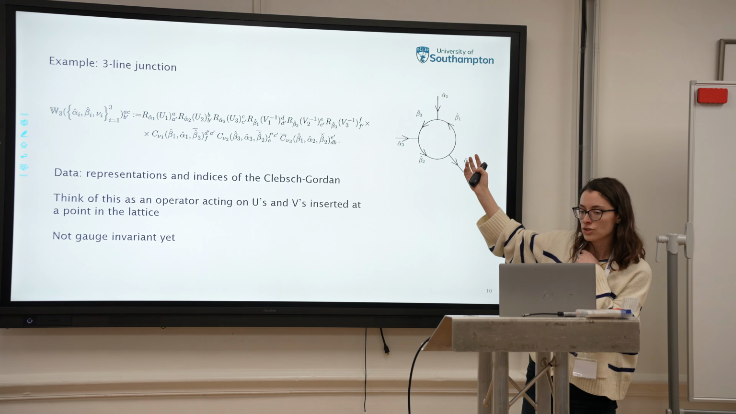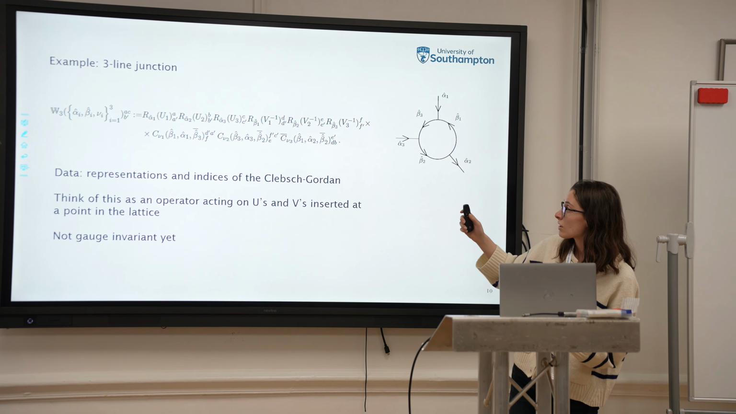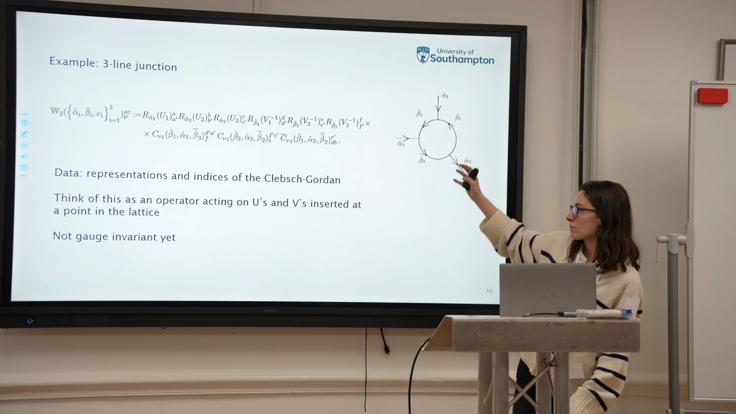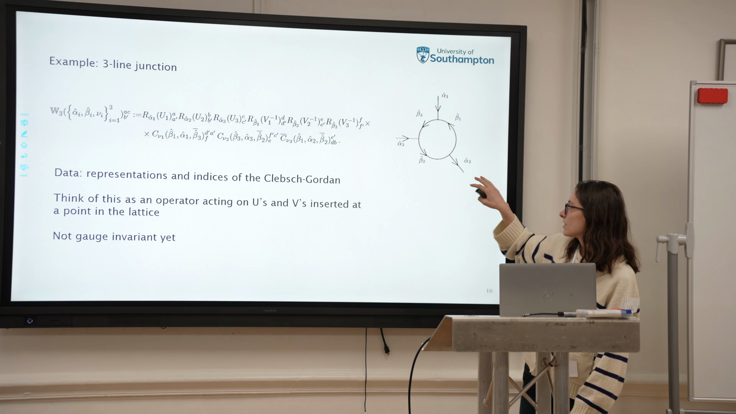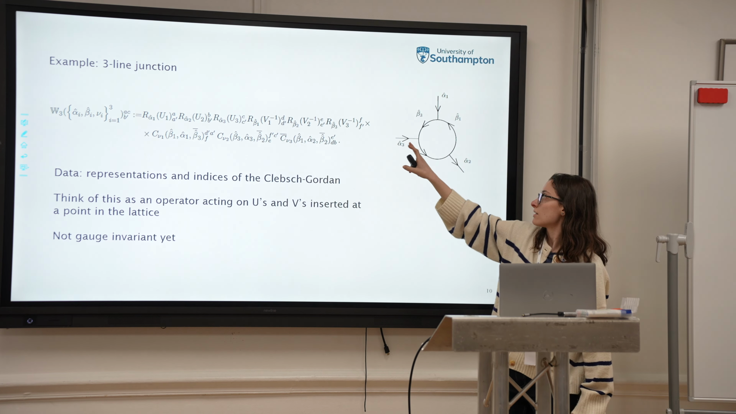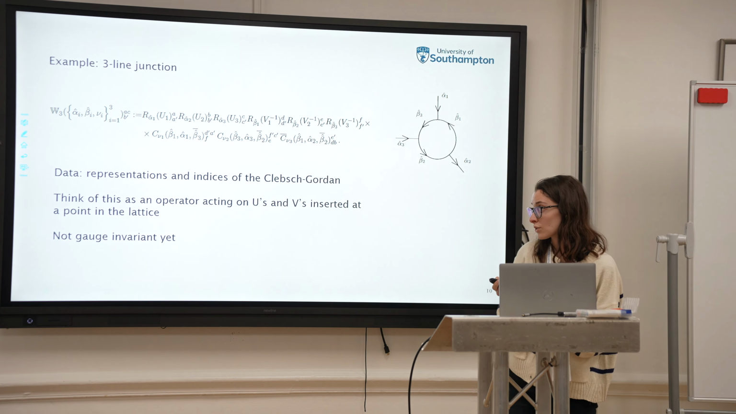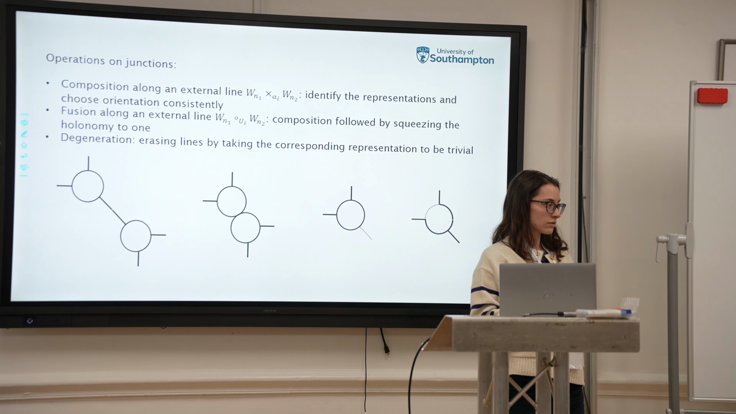This is a three-line junction, but these n-line junctions depend on some data that we need to choose, and the data are precisely the representations that we dress them with. And last thing, notice that this is not gauge invariant yet, because we have uncontracted indices at the ends of the external lines.